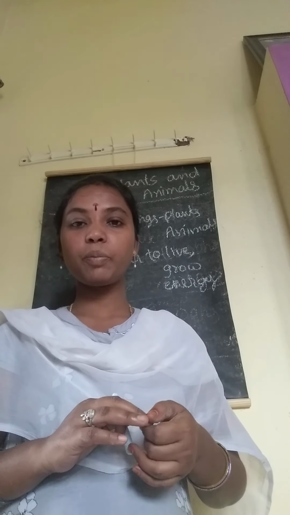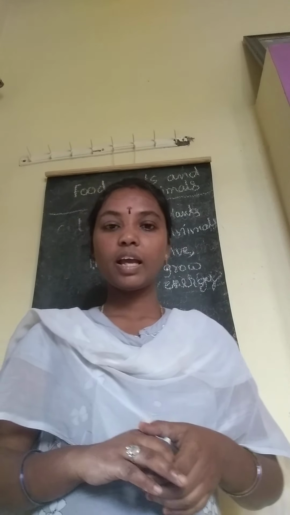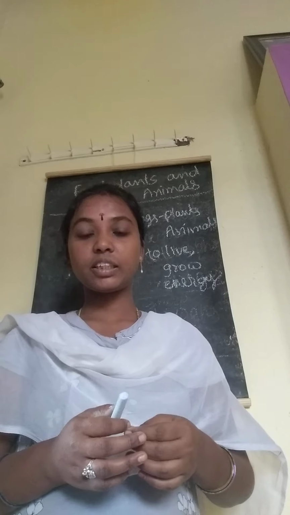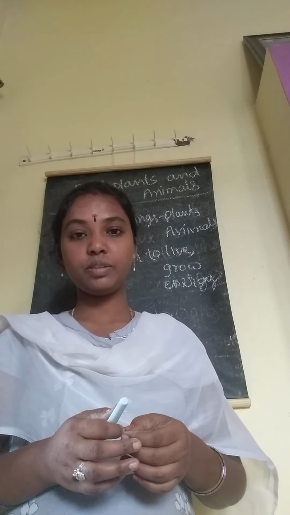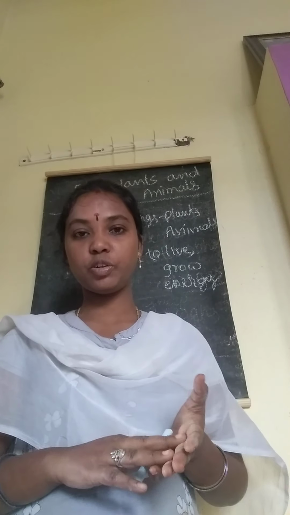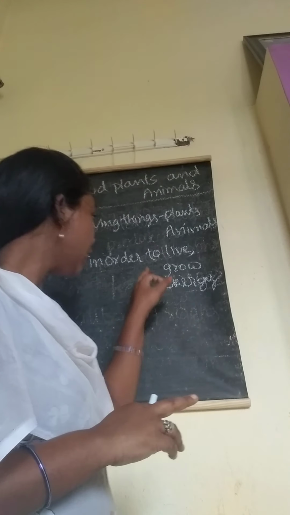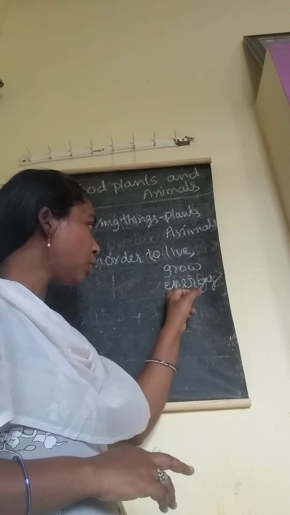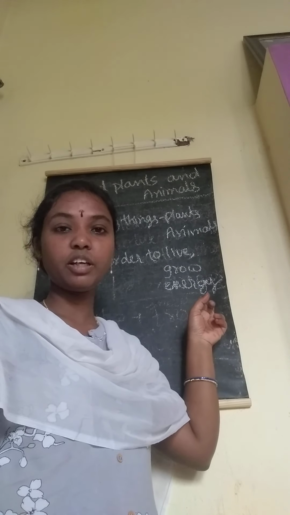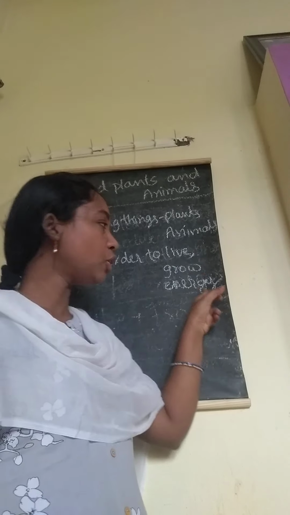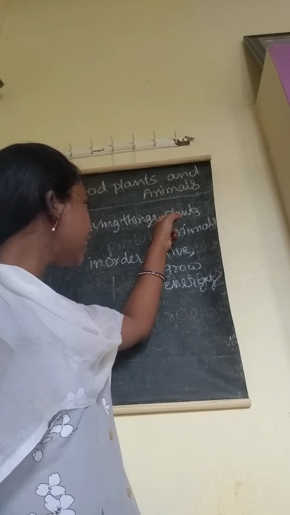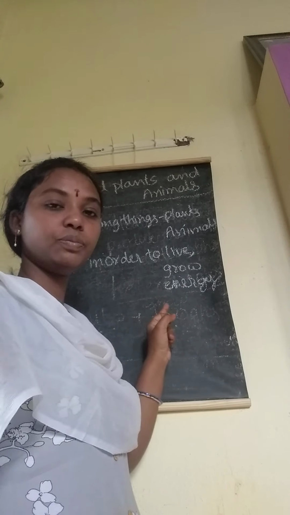First, we know about living things. Living things means plants and animals. Animals, how can they get food? Both living things need food in order to live, to grow, and to get energy. Why do they need food? To live, to grow, and to get energy, living things need food.